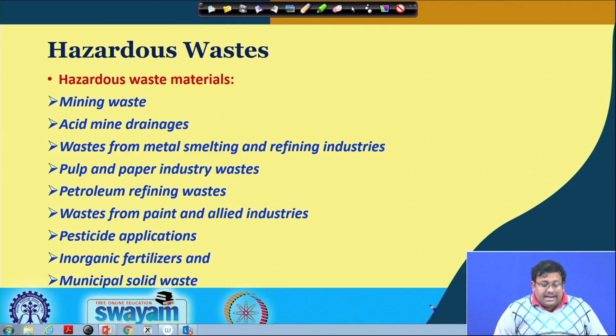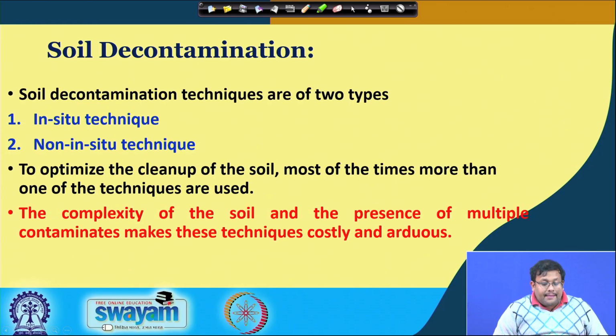So, if we go ahead and see in details that we have talked about different sources of environmental pollution, different agents of environmental pollution. Now, what is the way of decontaminating the soil? Because we are more concerned in this course about the soil, we call it soil decontamination.